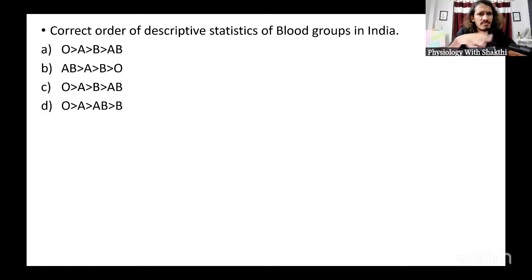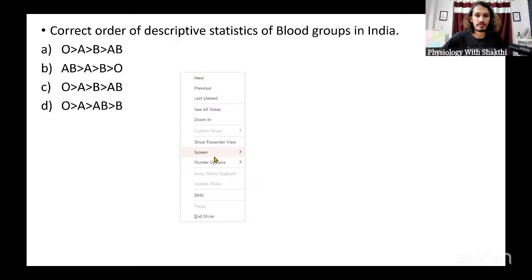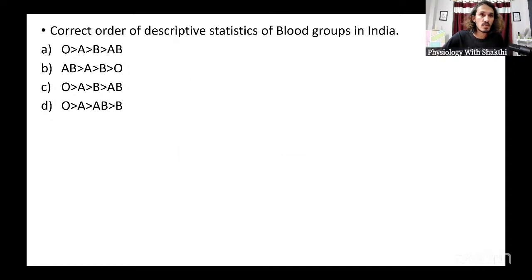Now just descriptive statistics. Okay. So this is something you wouldn't know. In general, in the world, no matter which population you look at, O blood group is always going to be the highest. AB is going to be the least. Okay. So O is always going to be the highest and AB is going to be the least. This is pretty much how it is mostly.